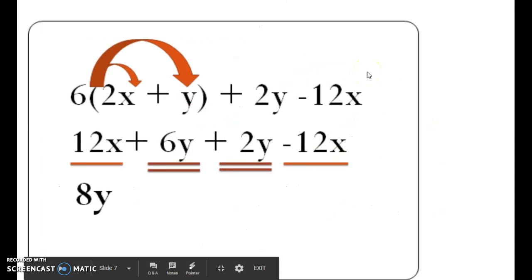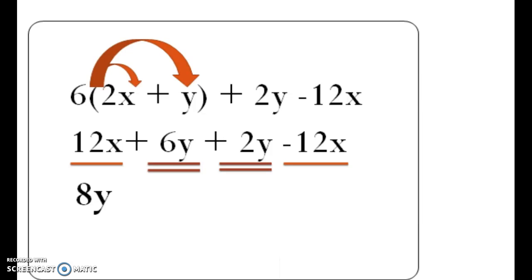All right, so now if we're using just our coefficients and variables, this is what it would look like. I have some students that will try to add the x and y together, and you can't do that. You'll hear me say you can't add apples and oranges. You can't smush them up and make one fruit out of both of them. So you have 6 parentheses 2x plus y plus 2y minus 12x.